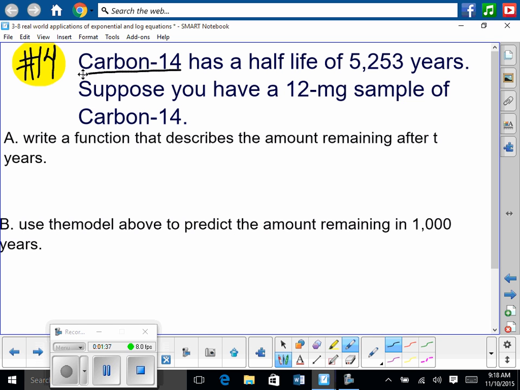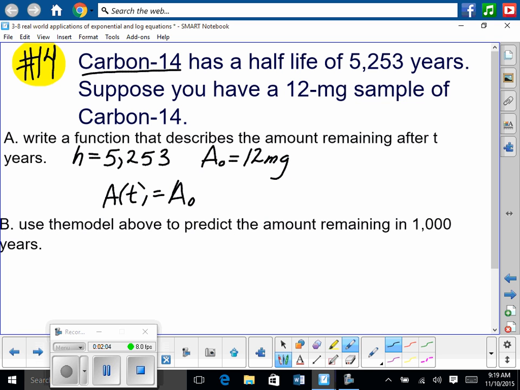Okay, so it says carbon 14 has a half-life of 5,253 years. So our half-life is equal to 5,253. And then it says, suppose you have a 12 milligram sample. So our initial amount is 12 milligrams. So now we're going to plug it into our formula. So we know that the formula is A of t is equal to a sub naught times 1/2 raised to the t divided by h. And we're just plugging it in.